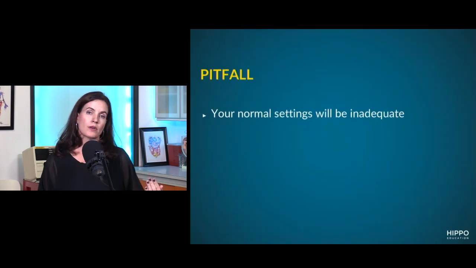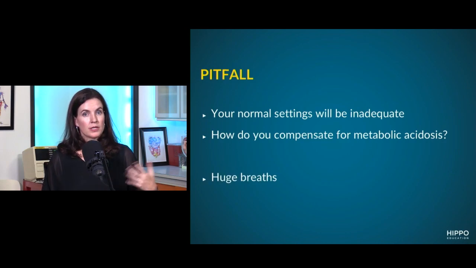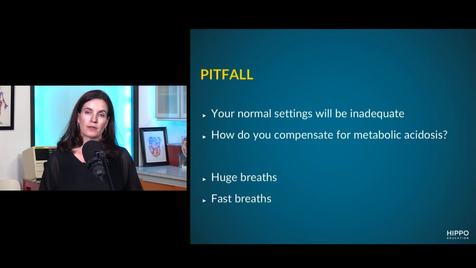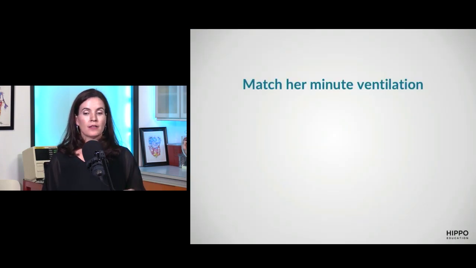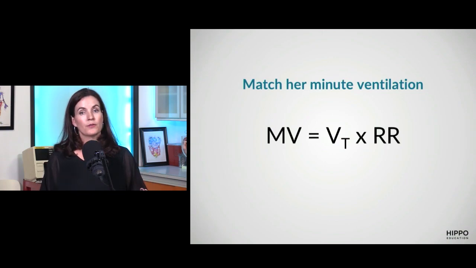And so your normal settings are inadequate because of how she's compensating for her metabolic acidosis. So we compensate with our respiratory status by taking huge breaths and really fast breaths. And when you look at these DKA patients from the end of the bed, they are taking giant breaths at a high rate, blowing off all that PCO2 to try to compensate for the low bicarb. And so when you're thinking about setting the vent, you need to match her minute ventilation. And what that means is, because we know minute ventilation is your tidal volume times your resp rate, you need to figure out her tidal volume and figure out her resp rate.